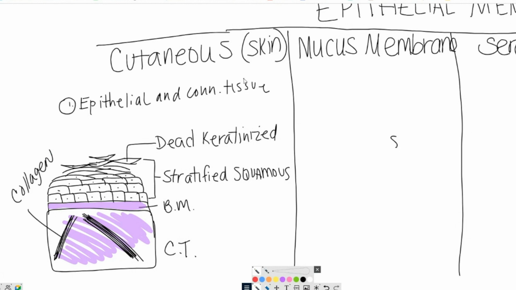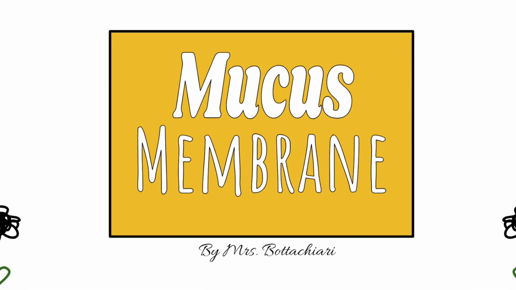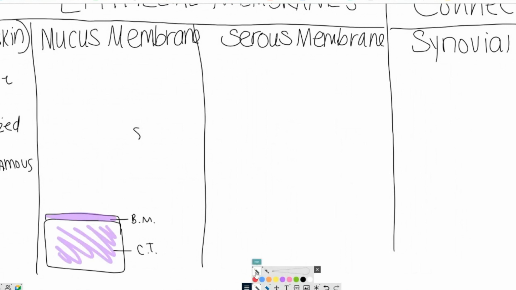Let's move on to our mucus membrane. So the mucus membrane is going to begin just as we saw with the cutaneous membrane. We're going to have a connective tissue base and a basement membrane. On top of that, we're going to see pseudostratified ciliated columnar epithelium. So let's draw the epithelial portion.